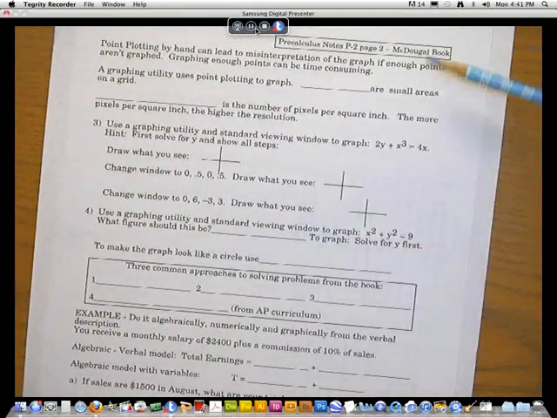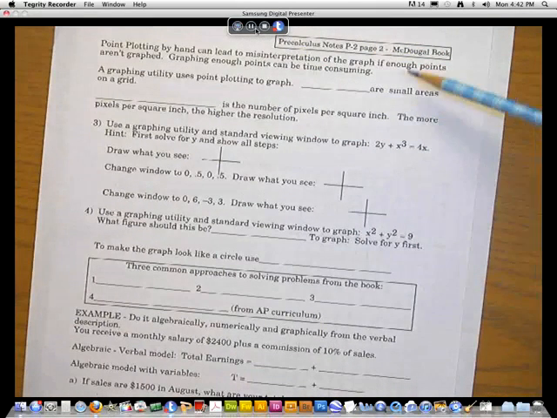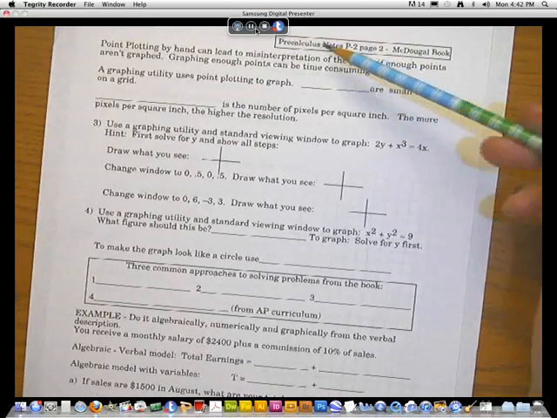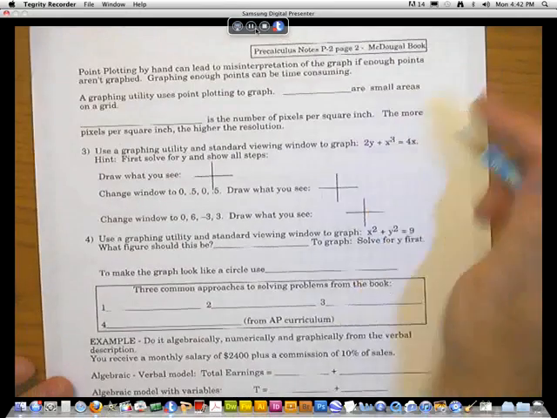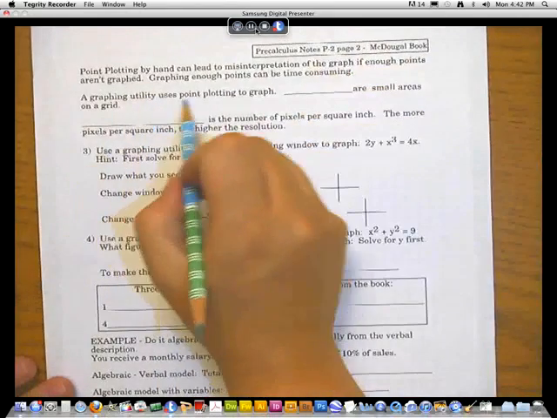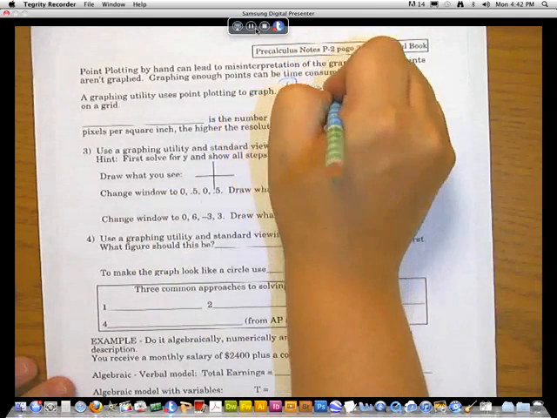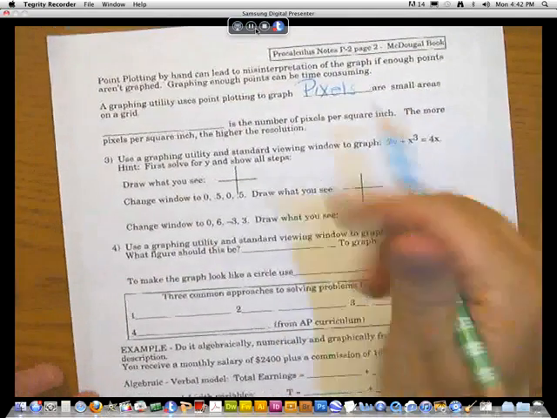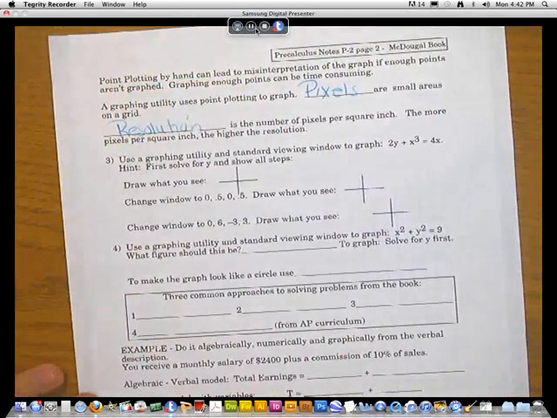Alright, when we talk about this point plotting by hand, it can lead to misrepresentation because you may not plot very many points if you're having to do it by hand. So a graphing utility is obviously much more time efficient. When graphing with a utility, we use this point plotting to graph. The pixels are the small areas on a grid. The resolution is the number of pixels per square inch. The more pixels per square inch, the higher the resolution.